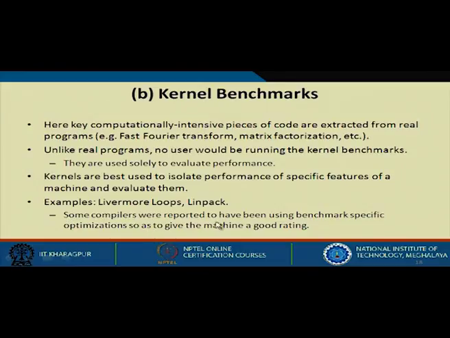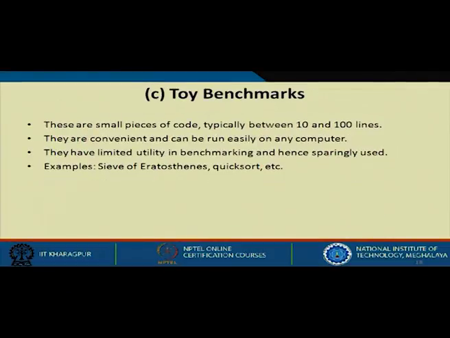Some compilers were reported to have been using benchmark-specific optimization so as to give the machine a good rating. That means, let us say we have so many benchmarks now, which are already available, and you can use them to evaluate your performance. Some compilers use certain features to accelerate the speed of those programs only, but it may not work for any application. It may work specifically for those applications, but if you are not using the kind of constructs used in those programs, then you will not get a better result.